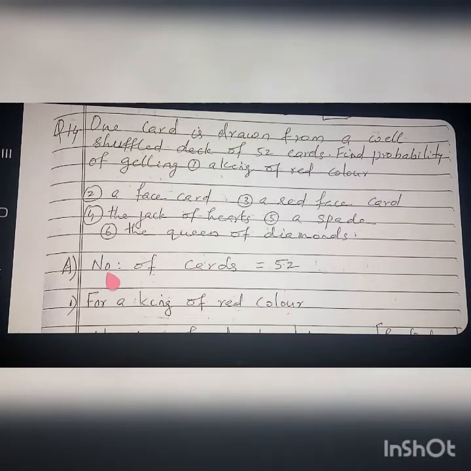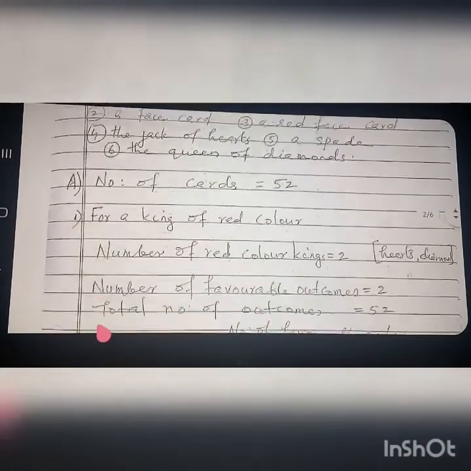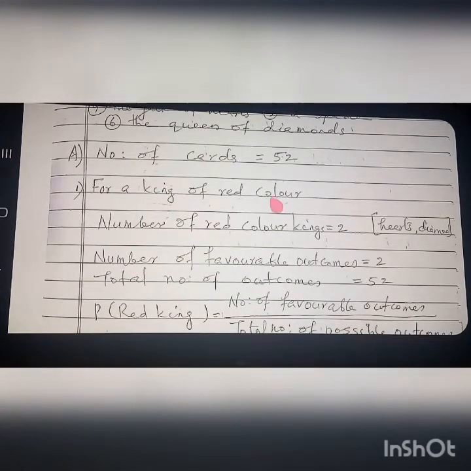Okay, so we can come to our points. First question we are going to discuss. First your question is a king of red color. Okay, so total outcomes, you listen. What is the total number of cards? Total number of cards is equal to 52. Okay, and a king of red color you want to know.